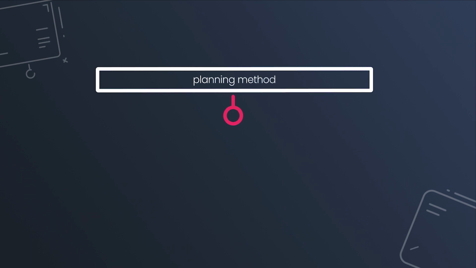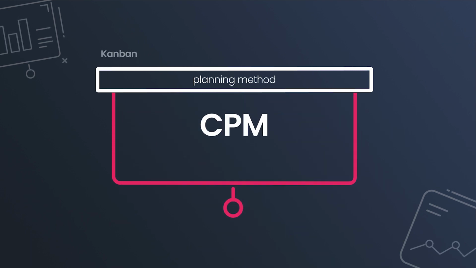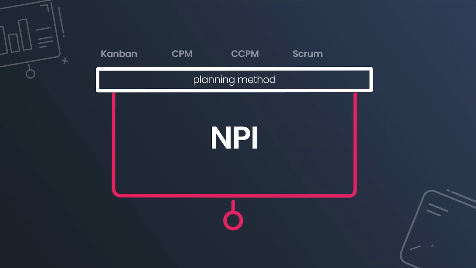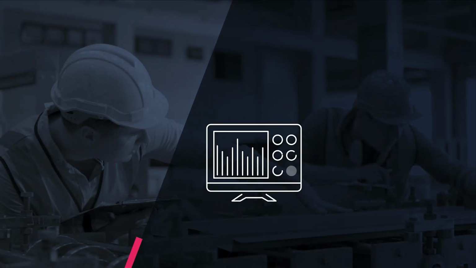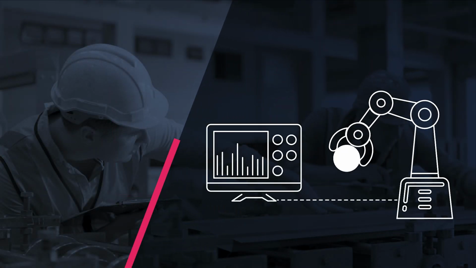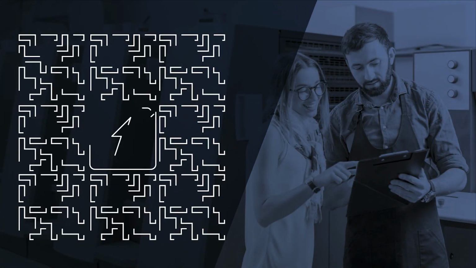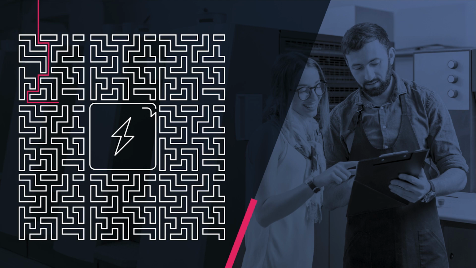By using a planning method like Kanban, CPM, CCPM, Scrum, NPI, or Agile, you will be better placed to track your progress towards these targets. Finding the right planning method for you may require some trial and error. And be sure to consider important factors, such as project complexity and your end goal.